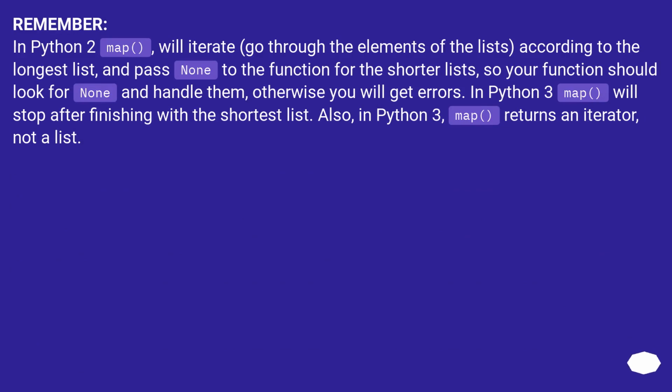Remember? In Python 2 map will iterate, go through the elements of the lists, according to the longest list, and pass None to the function for the shorter lists, so your function should look for None and handle them, otherwise you will get errors. In Python 3 map will stop after finishing with the shortest list. Also, in Python 3, map returns an iterator, not a list.